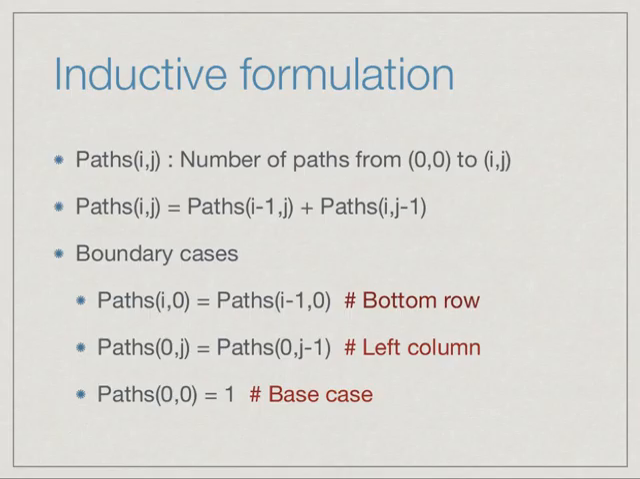So this gives us our simple inductive formula. Paths(i, j) is just the sum paths(i minus 1, j) plus paths(i, j minus 1). Then we need to, of course, investigate the base cases. In this case, the real base case is just paths(0, 0). How many ways can I go from 0, 0 and just stay in 0, 0?